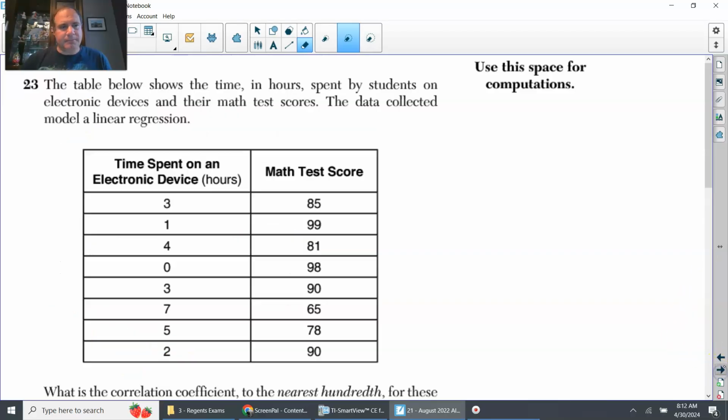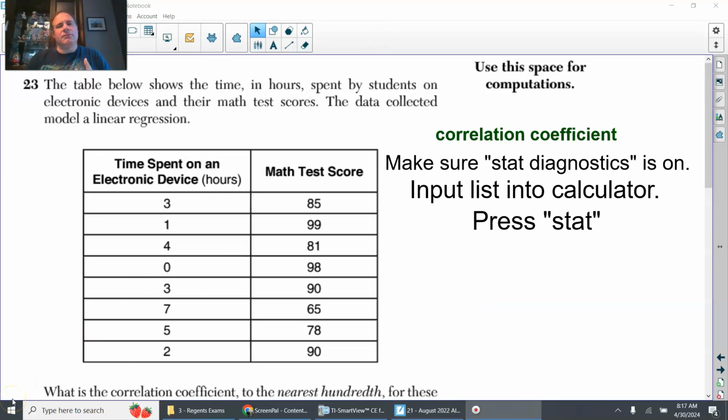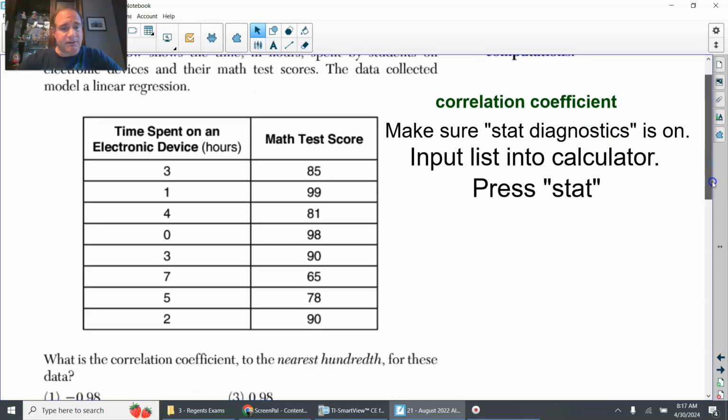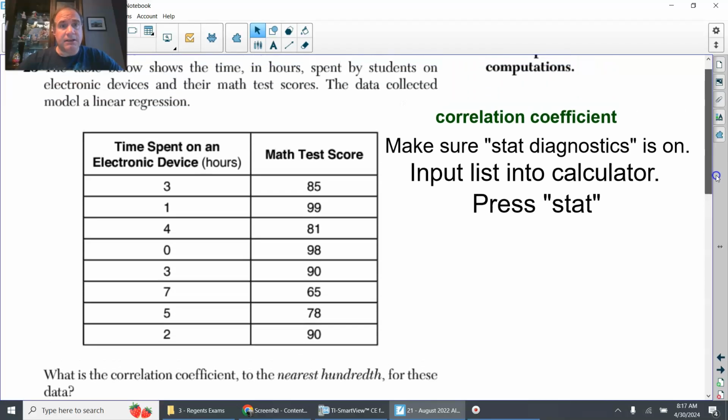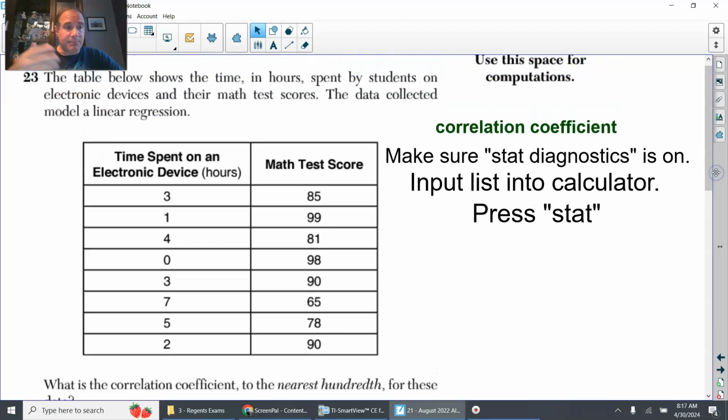Number 23. Okay, so this question is a calculator question totally. They're looking for the correlation coefficient to the nearest hundredth for what they have listed above from the data, right? And you're not getting this correlation coefficient any other way except for inputting it into the calculator. So let's input this into the calculator.